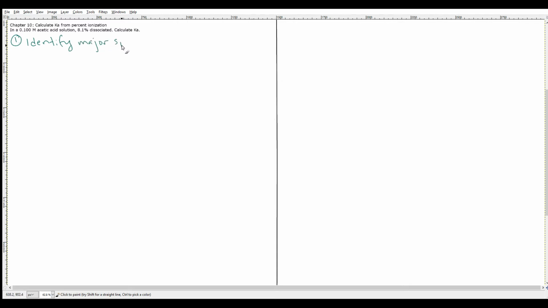Identify our major species, which in this case is acetic acid, which you're going to have to make sure you can memorize is CH3COOH. Is it strong or weak? This one is weak.